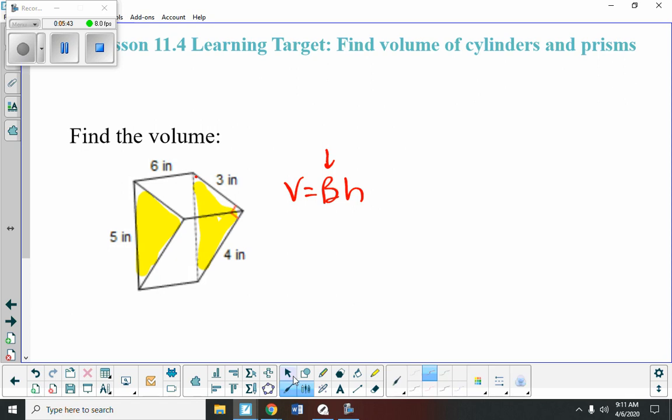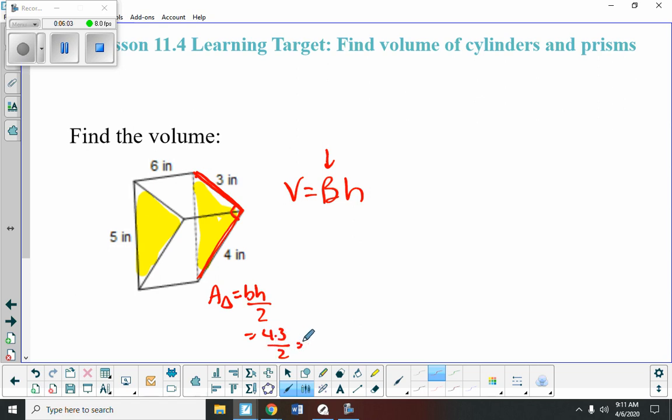So we're going to find the area of the base. Now this is a right triangle right here. And so the formula for the area of a triangle is base times height divided by 2. And so the base of that triangle is 4, the height is 3.